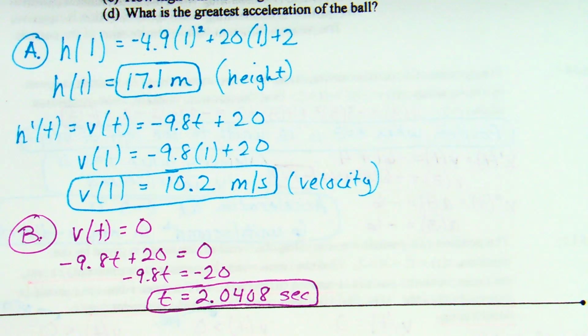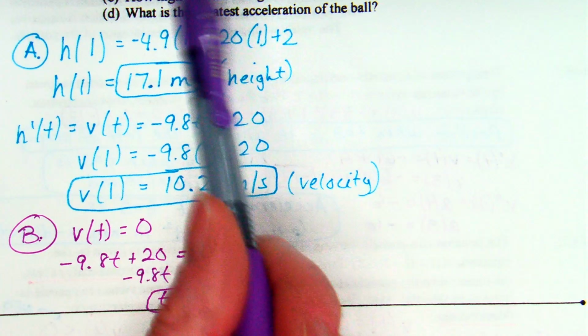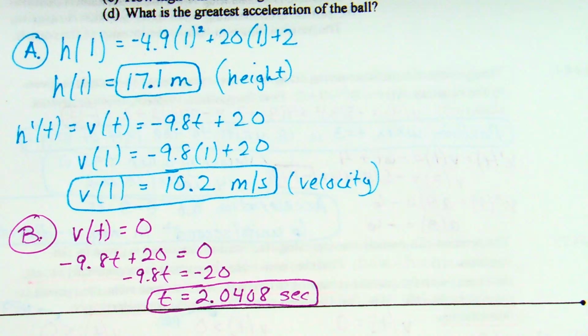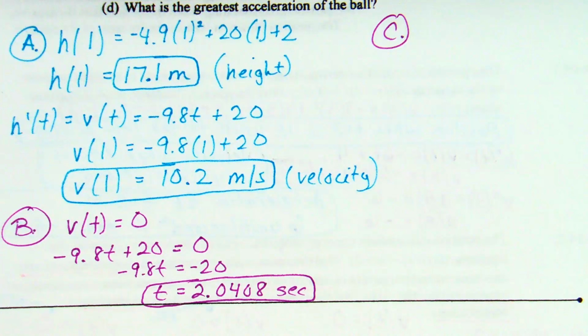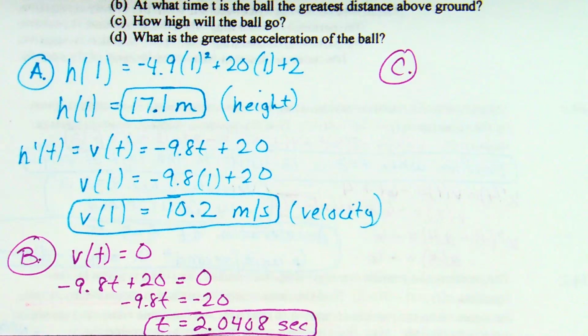Okay, so that is B. At what time t is the ball the greatest distance above ground? Right there, that's when the velocity stops, right? So that's when my ball is the greatest distance above ground. Now, read part C. You've got the whole page.